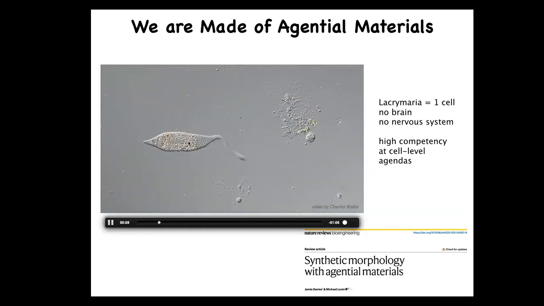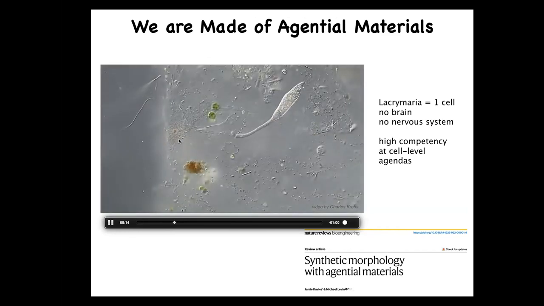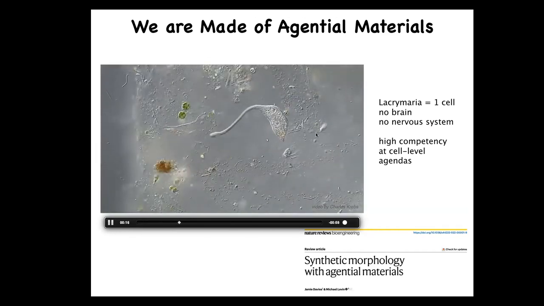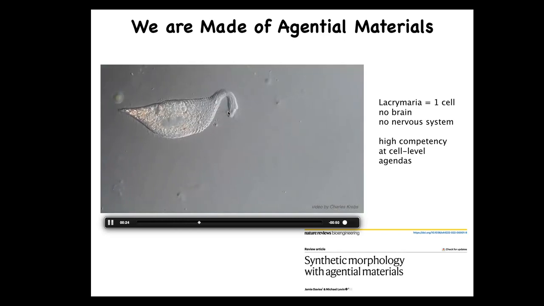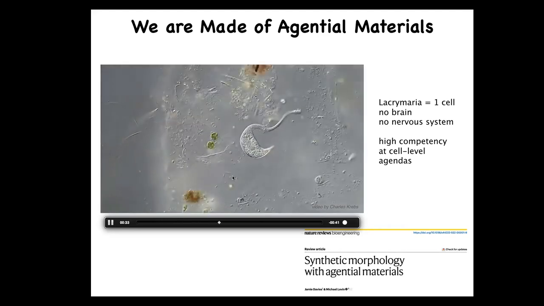This is a single cell. This is called the lacrimaria. This is a free living organism, of course. But our cells were once free living organisms too. It has no brain, it has no nervous system, but it handles all of its local goals, its physiological needs, its metabolic needs, behaviorally, and so on. All of that is handled within one cell, right? And you can see it sort of feeding on the various bacteria and so on around. And so what we are made of is a kind of a gentle material.